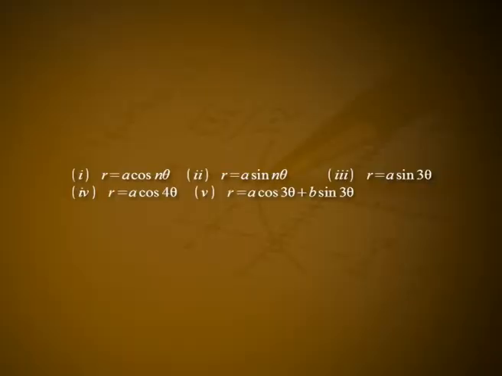Example 10. Find the whole area of the curve. First one, r is equal to a cos n theta. Second one, r is equal to a sin n theta. Third one, r is equal to a sin 3 theta. Fourth one, r is equal to a cos 4 theta. And fifth one, r is equal to a cos 3 theta plus b sin 3 theta.